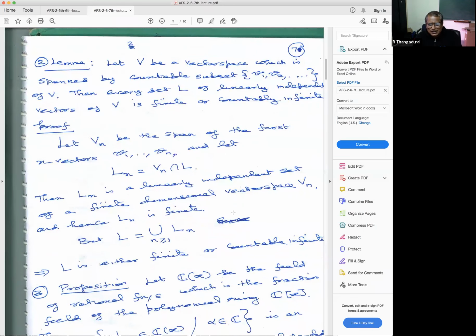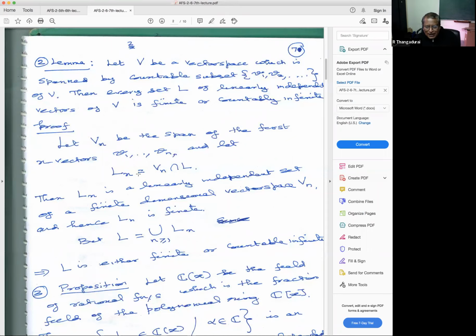Let Vn be the span of the first n vectors v1, v2, ..., vn, and we intersect Vn with L; call that Ln. Ln is linearly independent, because L is a linearly independent set. Ln is a linearly independent set in the finite dimensional vector space Vn. Why? Because a spanning set of just finitely many vectors generates Vn. Hence, Ln is a finite set.